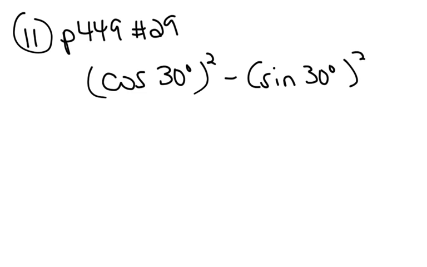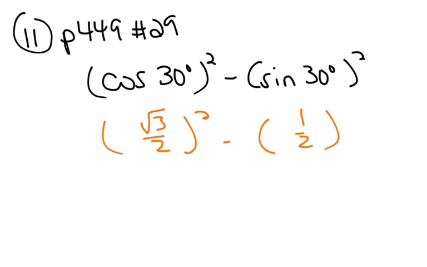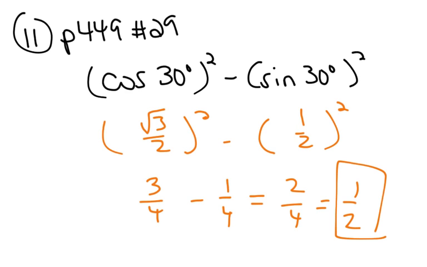Problem 11 is page 449, number 29. It says the cosine of 30 degrees squared minus the sine of 30 degrees squared. Well, the cosine of 30 degrees is the square root of 3 over 2. And the sine of 30 degrees is 1/2. Well, first I'm going to square those. Square root of 3 over 2 squared is 3 over 4. 1/2 squared is 1/4. 3/4 minus 1/4 is 2/4, and 2/4 reduces to 1/2.